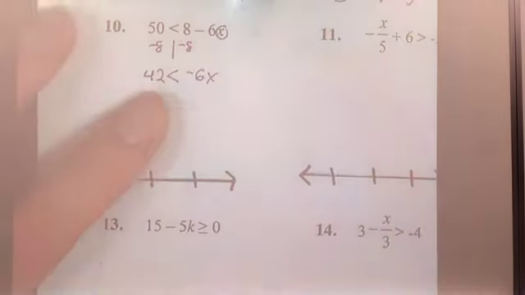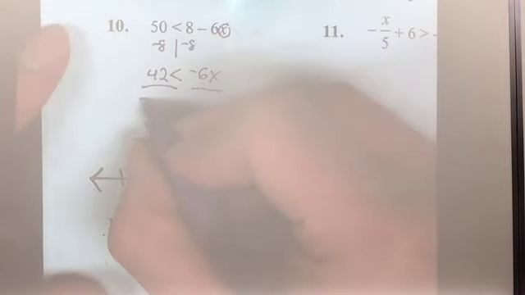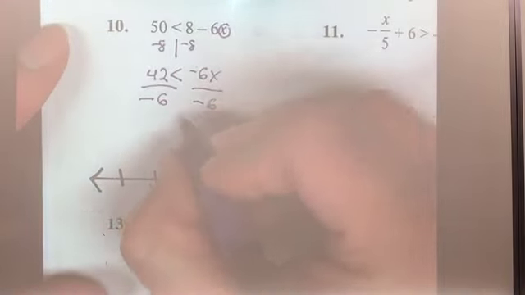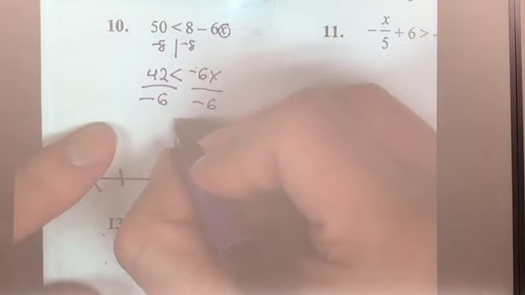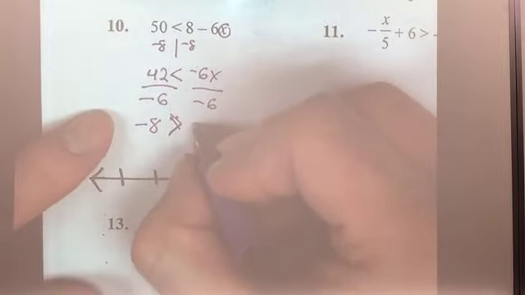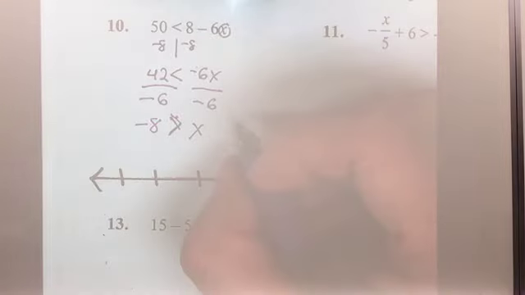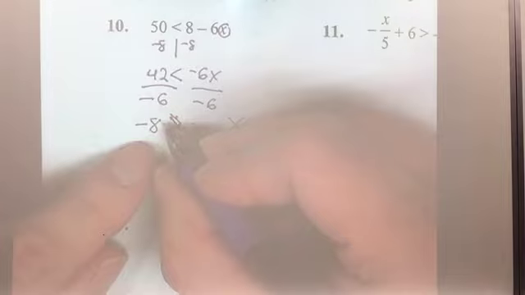Okay, so I have 42 is less than negative 6x. Divide both sides by negative 6. When you divide, you want to flip the sign. I get negative 8 is greater than x. Again, I like it where my variables are on the left-hand side. So x, and I notice that it's open towards the negative 8.